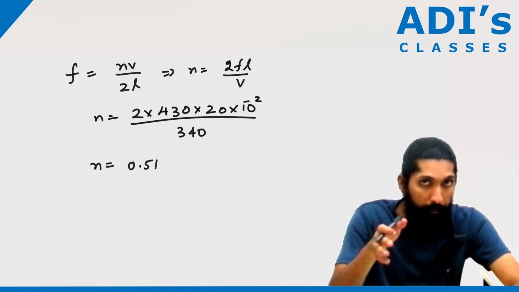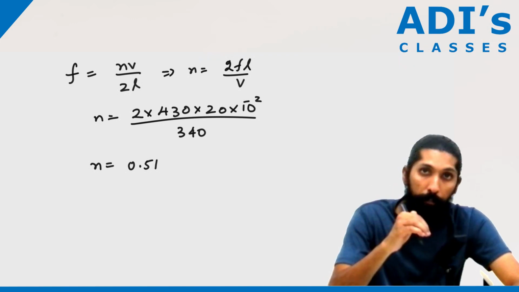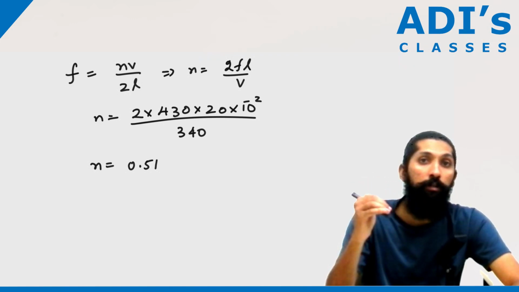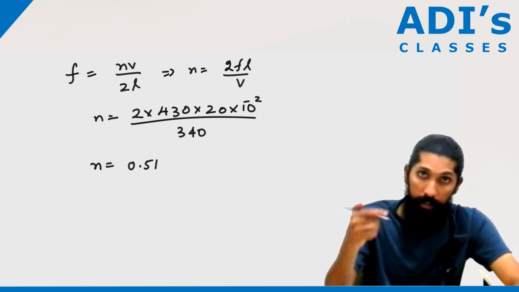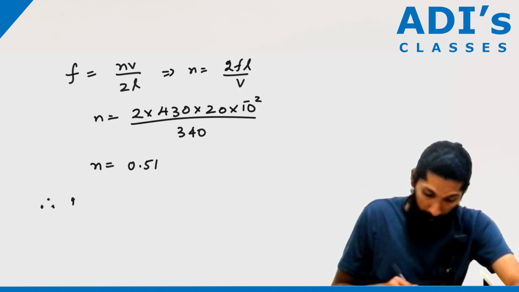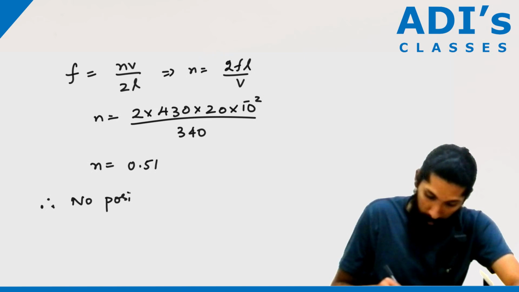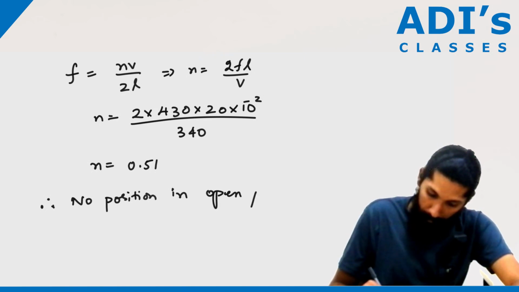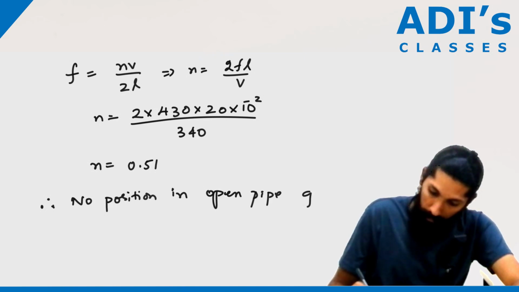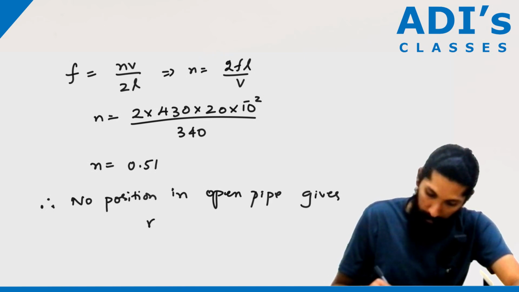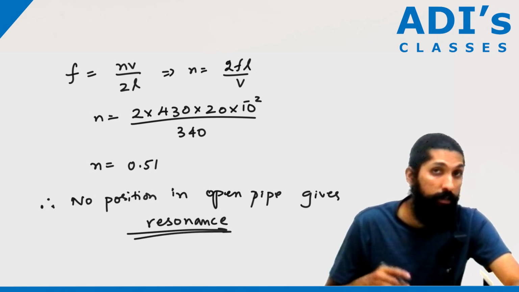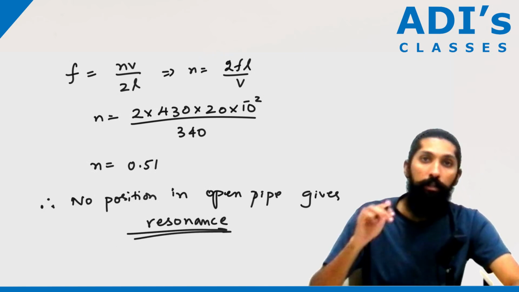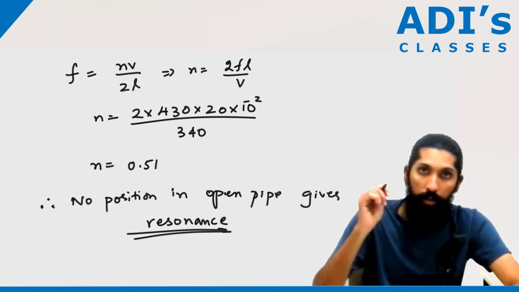So, for a closed pipe, it is the first one. For an open pipe, there is no position where you are going to have resonance. Alright? So, these are the answers. That means you have to write it down. Therefore, no position in open pipe gives resonance. It's a very, very important conclusion. Alright? This is how you need to solve this particular question. Now let's do the next one.